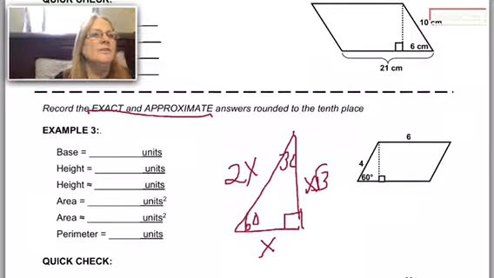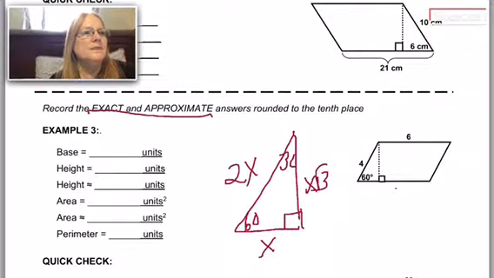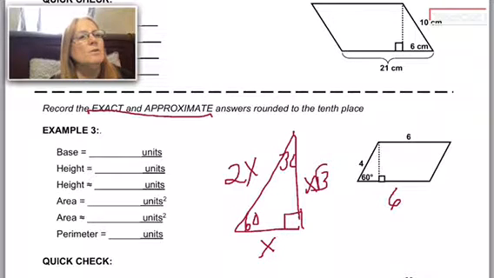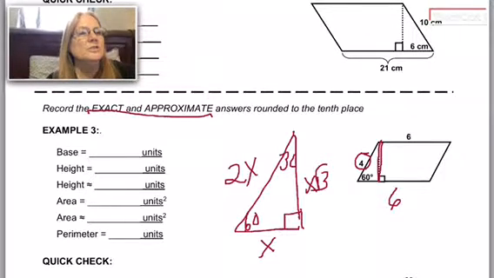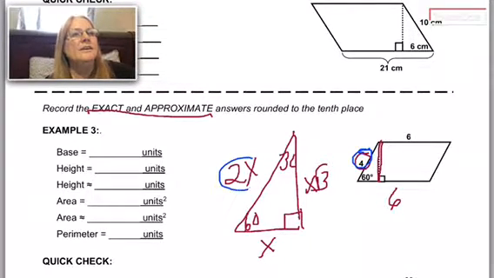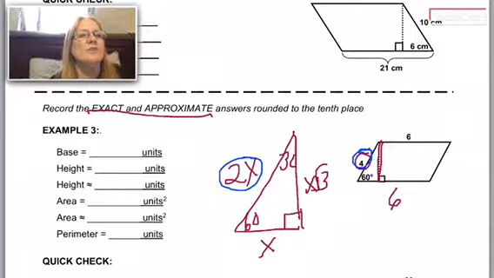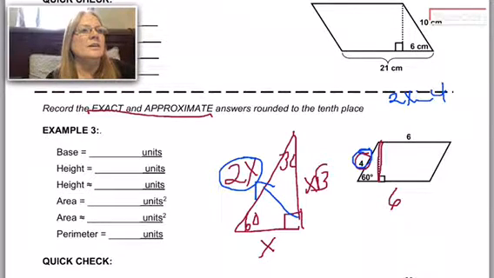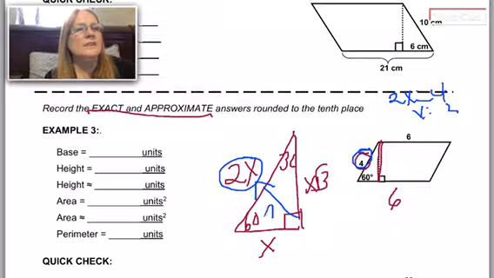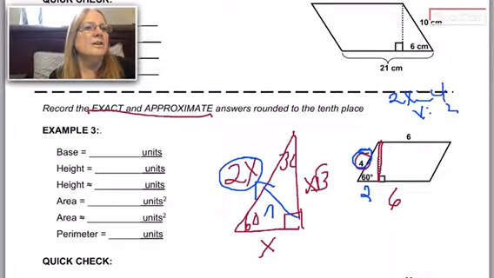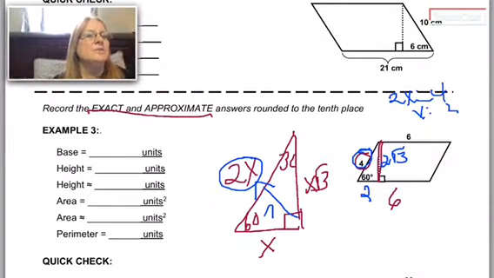So let's look. The base is 6. Okay, so what we need is the height. And so we have over here a 4, which is across from the 90. So across from the 90 is 4. Across from the 90 is 2x. So if 2x is 4, x is 2. And so the x goes right here across from 30, and then this side is 2 to the square root of 3. So that is the height.